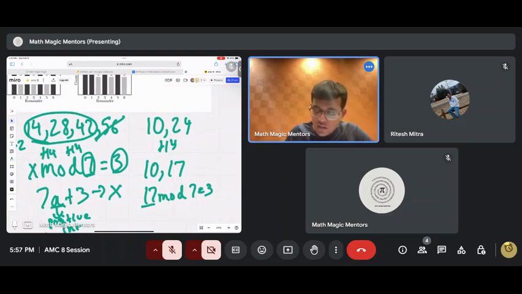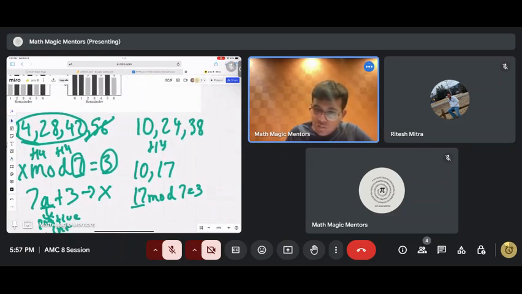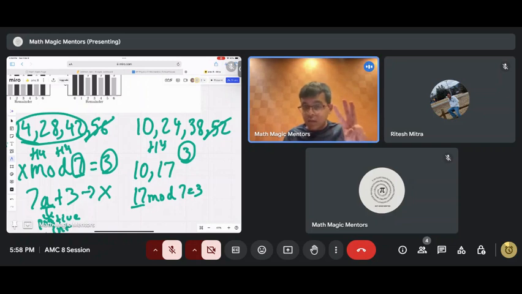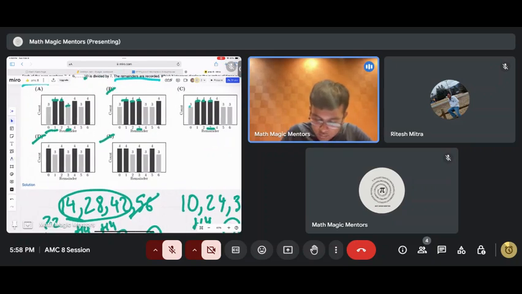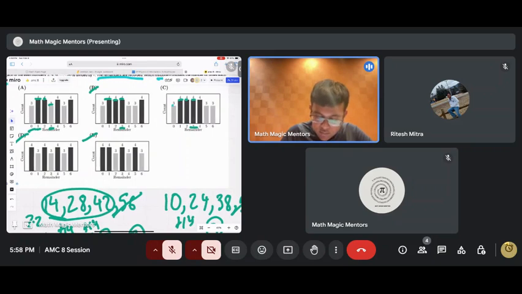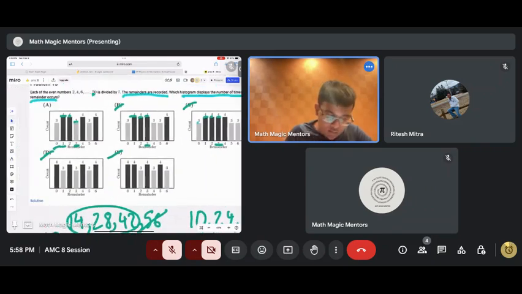So you add 14 to get 24, and then you have 38, right? 10, 24, 38. Then you have 38 plus 14, which is 52. Oh wait, 52 doesn't work, because 52 is greater than 50. You only want numbers from 2 to 50 that are even. So you find that there are only three numbers that give a remainder of 3 when divided by 7. So we look at answer choices here. B is not right because it has four integers that give a remainder of 3. This also has 4. So our answer here is A.